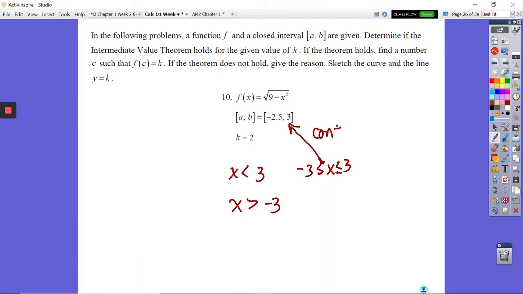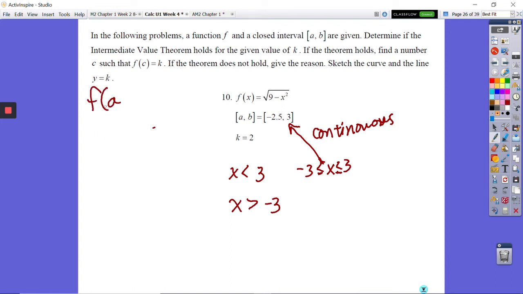Sometimes that can be really tough to establish continuity. But this function is basically half a circle. 9 minus x squared is half a circle. It's the top half of a circle between -3 and 3, with a radius of 3. But again, that takes some time to get used to what you're seeing. So I know it's continuous. Step 1. Step 2, and I'm going to find f of A and f of B.